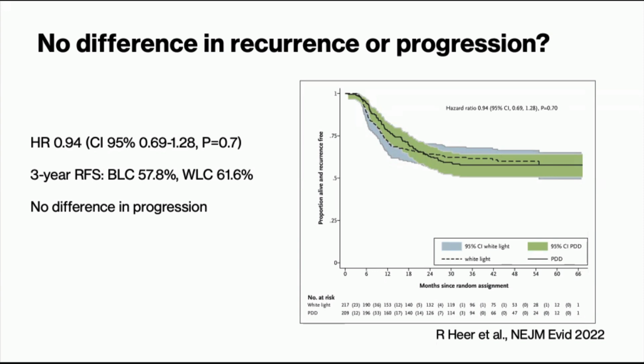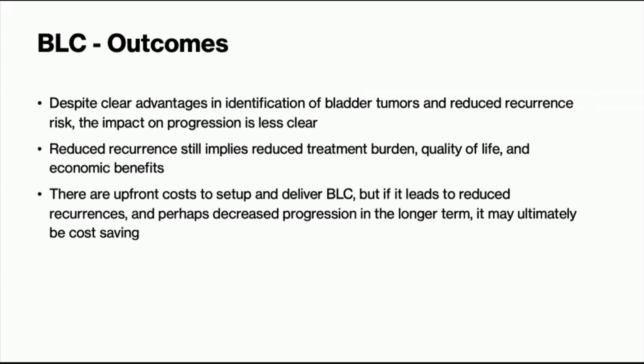So where do we stand in terms of the outcomes? I think we can clearly identify that you can better identify bladder tumors, that you can reasonably get an effect on your reduction of recurrence rate, but there are people who argue that the impact on progression is still less clear. But even if that's the case, to have a reduced recurrence rate implies that your overall treatment burden for patients, their quality of life, and the economic implications all have significant benefits alone.